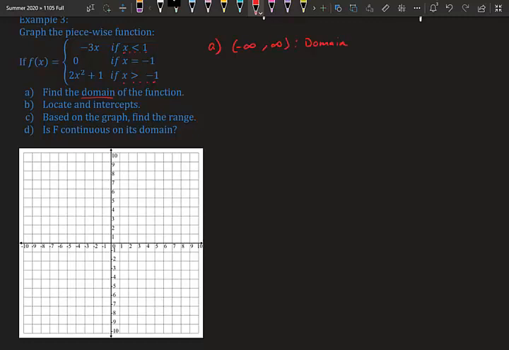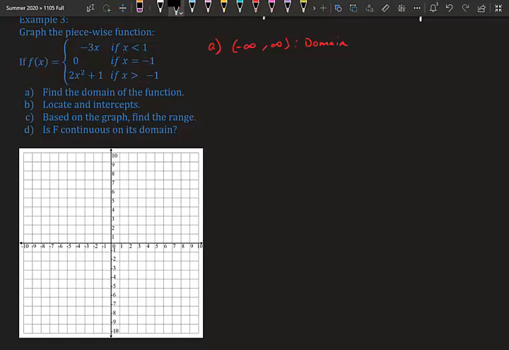It's the domain of the whole piecewise-defined function as one. So it's like you have the multiple pieces of the puzzle, but when you put it together and complete the puzzle, your domain is negative infinity to positive infinity. All right. Now let's go ahead and graph it. I just wanted to find the domain first.